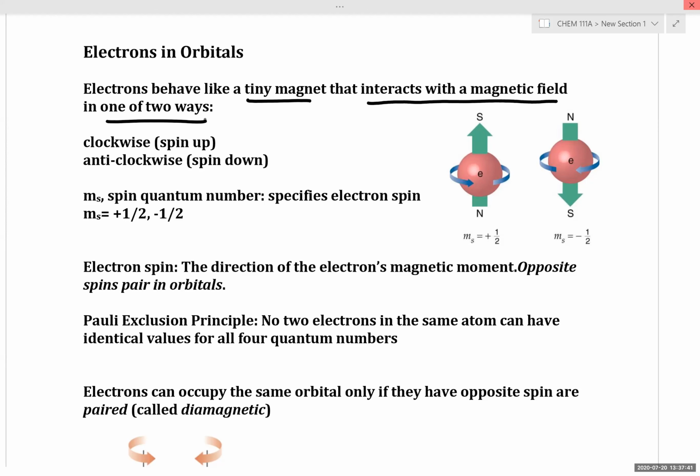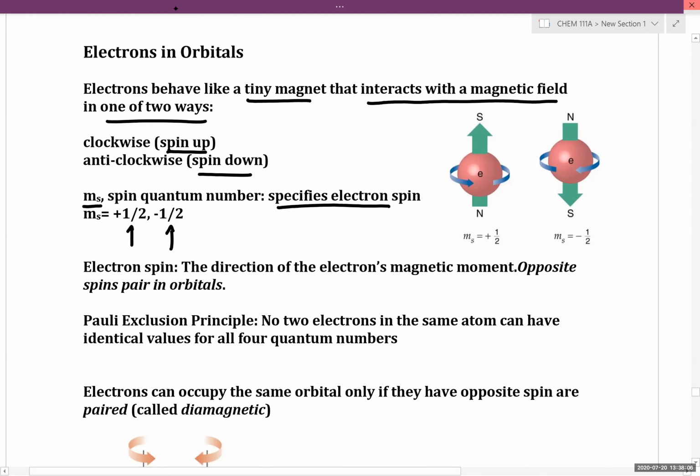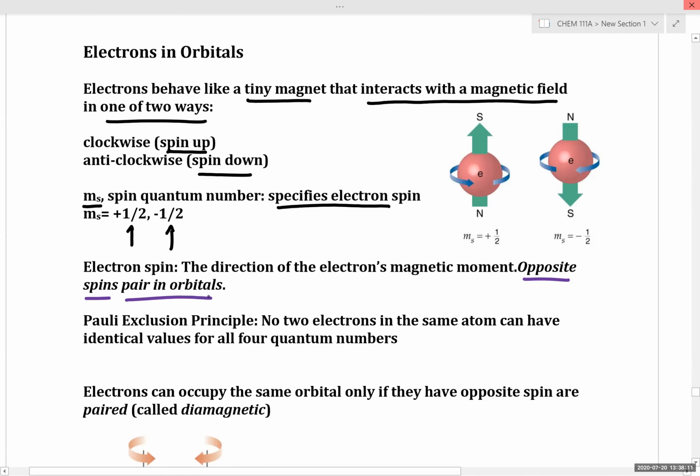So spin is describing the field produced by an electron. It can either be upspin or downspin. And the spin quantum number specifies electron spin, which is the magnetic field produced by your electron. For ms, we only have two values. We can either be plus 1/2 or minus 1/2. Now, a key feature of opposite spins is that opposite spins will form what's known as a pair in an orbital. Opposite spins like to pair.